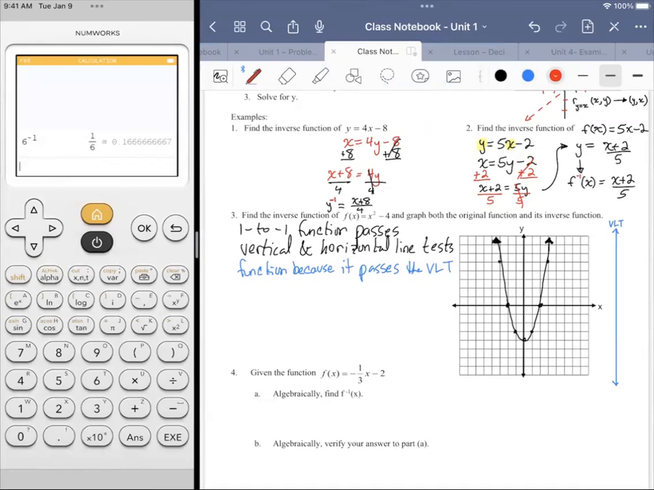Horizontal line test, we're doing the exact same procedure. We're just doing it with a horizontal line instead of a vertical line. So this is my horizontal line test. I'm going to sweep through the graph and see if it ever intersects more than once. And you can see beyond the vertex here, in every other circumstance, it crosses more than once. So this fails the horizontal line test. All right, so it is not one-to-one because it fails the horizontal line test.